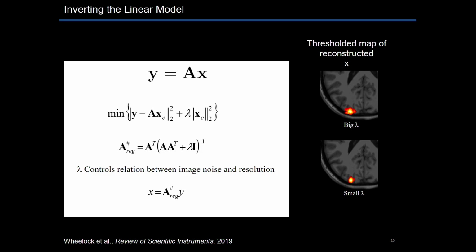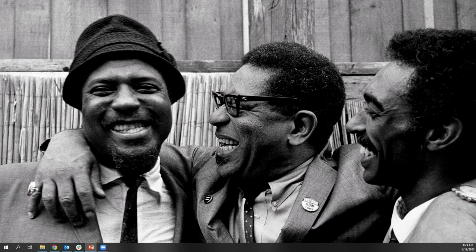You can soften lambda and have it be a large value, and that gives you big, blobby looking reconstructions that look a lot like projecting EEG into the brain. And you can get small values of lambda.